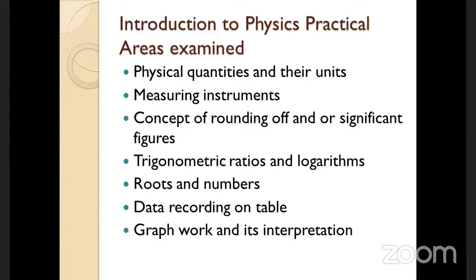So for someone who's going to be doing physics, know that you will sit for physics paper 3, which is the practical paper, and question 1 is compulsory. It is on the area of mechanics. You know what is covered in mechanics, the area covered in mechanics.